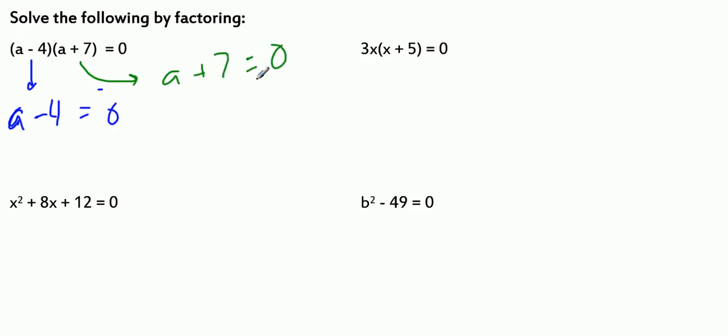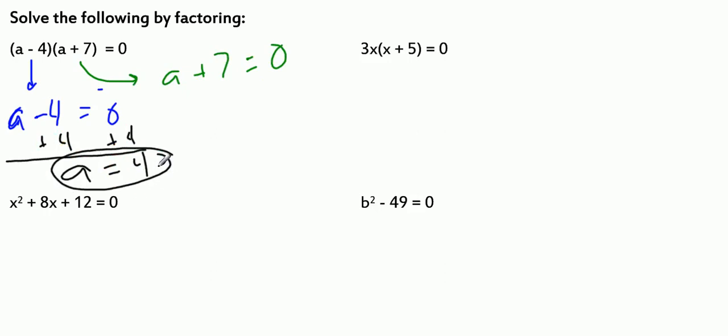Okay, so what do we do? We add 4 to both sides. We get A equals 4. That's one answer. Okay, subtract 7 from both sides. Right, 0 minus 7 is negative 7, so we get A equals negative 7.